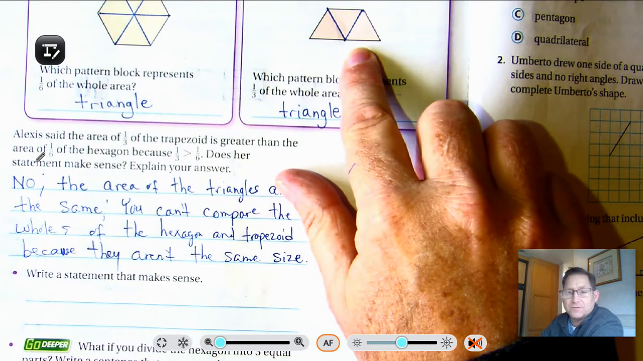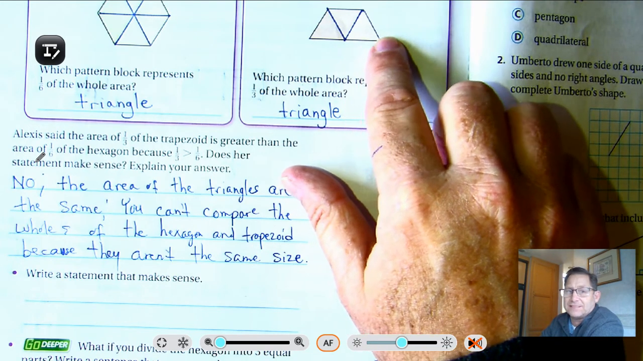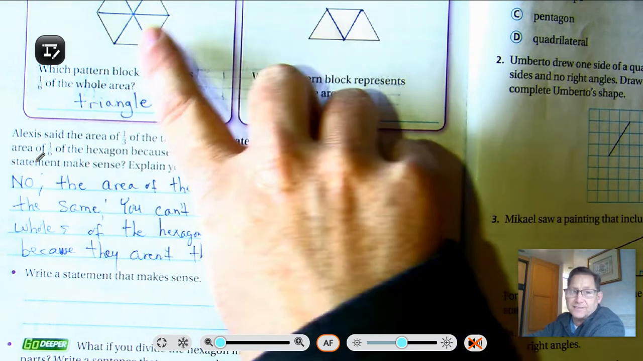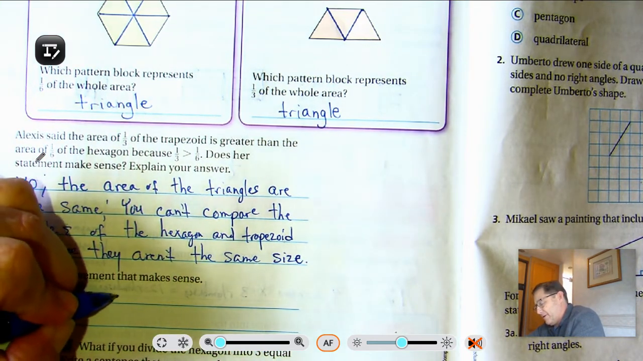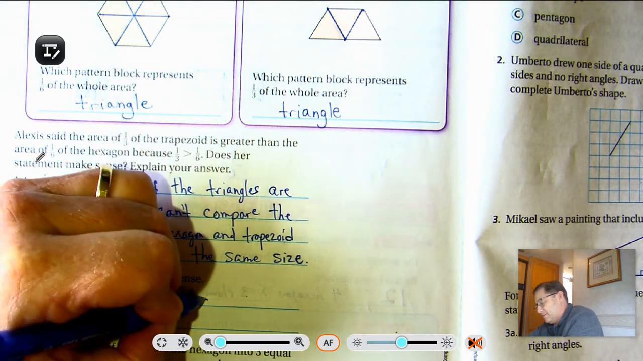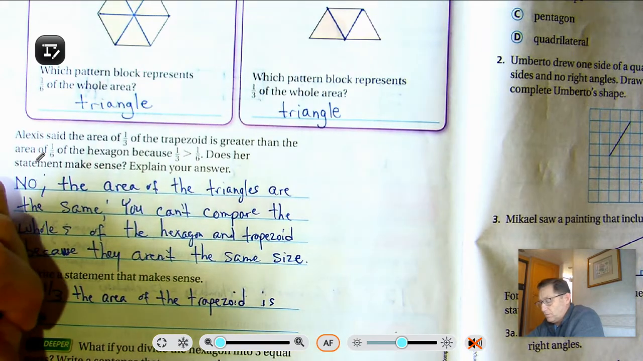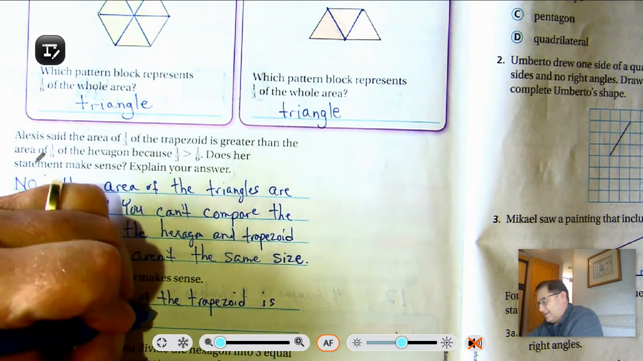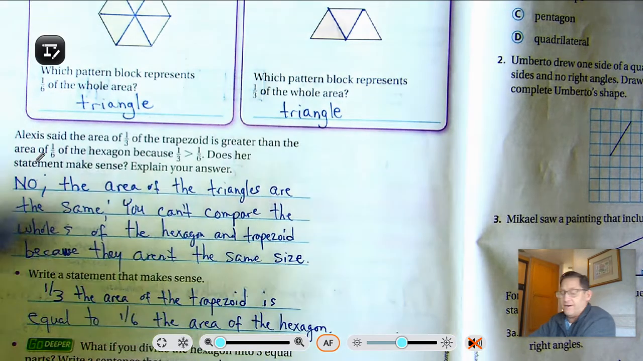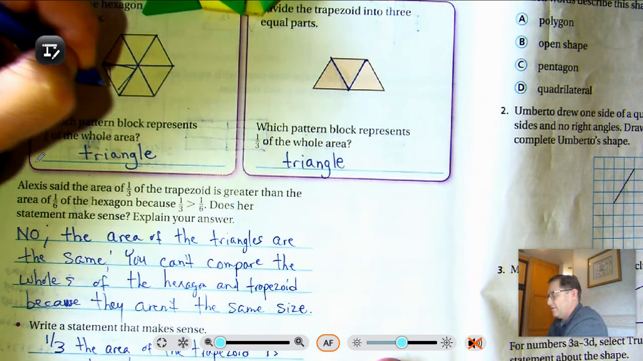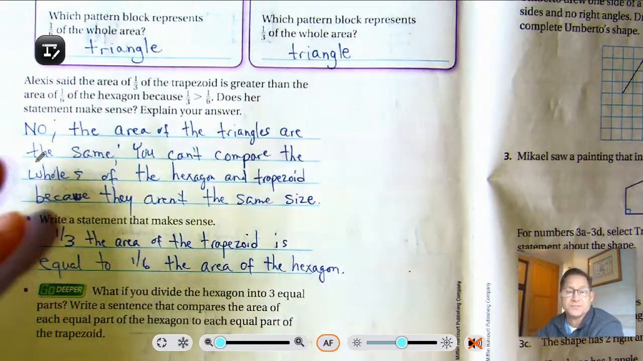If I had another triangle, then we would see that this would actually have 6 pieces. And so it would be 1/6 is equal to 1/6. So what could she have said? She could have said 1/3 the area of the trapezoid is equal to 1/6 the area of the hexagon. Because the area of 1/6 of the hexagon is a triangle, 1/3 of the trapezoid is a triangle. So they have the same area as far as in relationship to the size of the triangles.